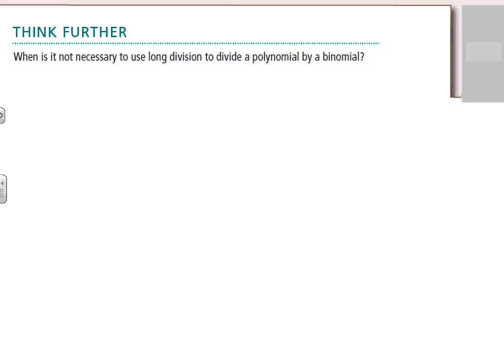When is it not necessary to use long division to divide a polynomial by a binomial? I want you to write something there. Pause again here, and write something down for yourself. And we'll discuss that in class.